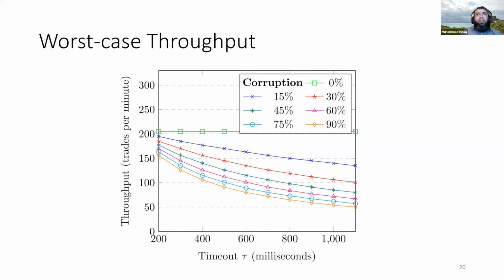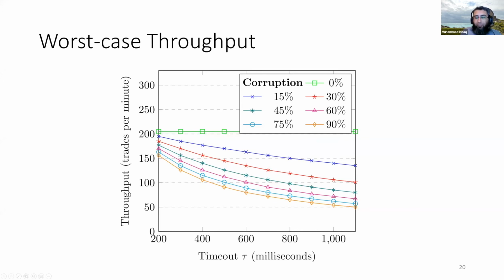The adversary needs to wait till just before the timeout. So at 200, the adversary can probably wait about 100 milliseconds, plus or minus some noise, and then respond. So if you stick to low timeouts, you still get at least 150 trades per minute, which is extremely competitive.